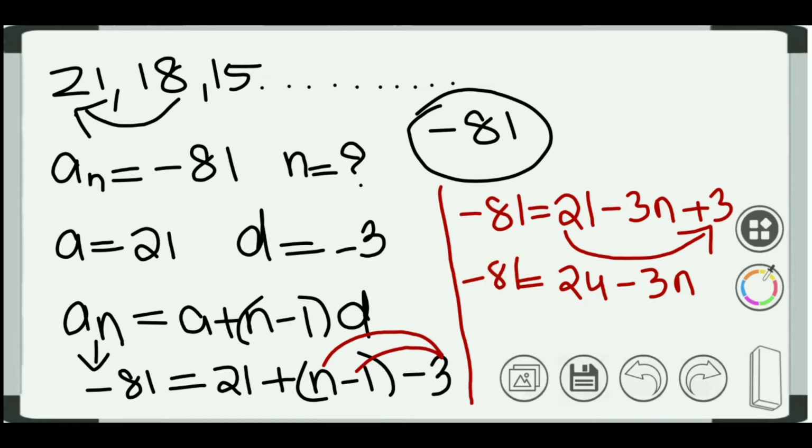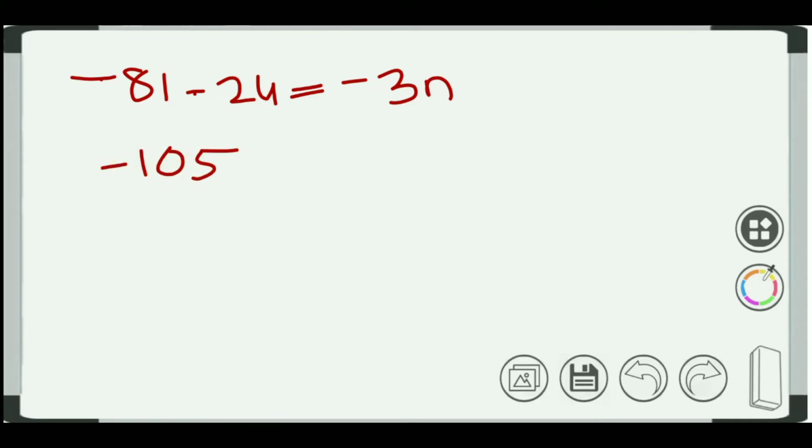Okay, so I am taking this 24 this side. Plus 24 will become minus 24. Minus 81 minus 24 equal to minus 3n. So negative and negative, you should add it. So 81 plus 24, 105, and put the negative sign, equal to minus 3n. Negative negative got cancelled.